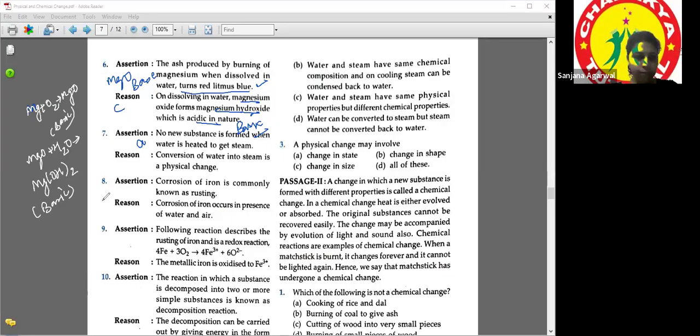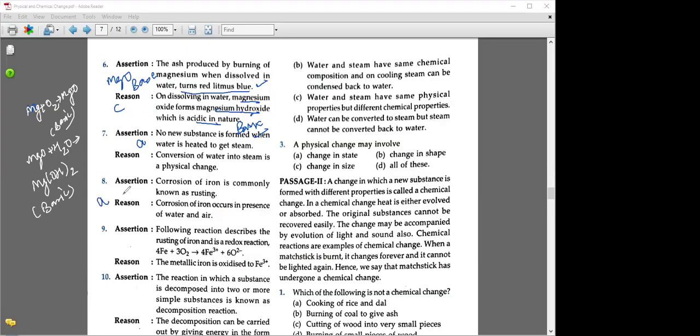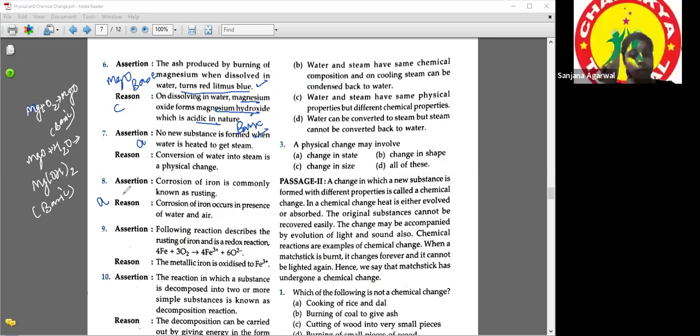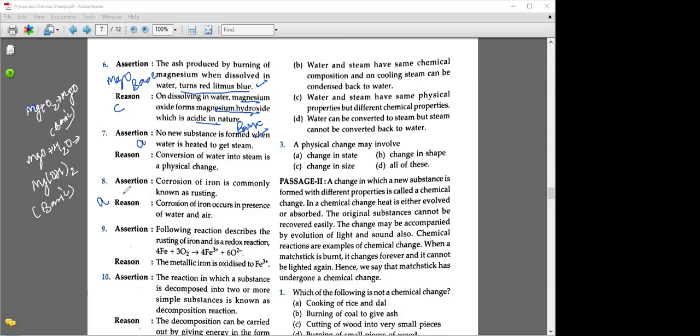Fine. Go for 9. Siddhant. Yes, ma'am. Following reaction describes the rusting of iron and is a redox reaction. Ma'am, first, is it a redox reaction or not? The metallic iron. Ma'am, I feel the assertion is correct.